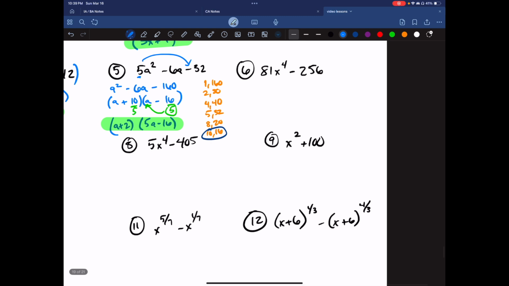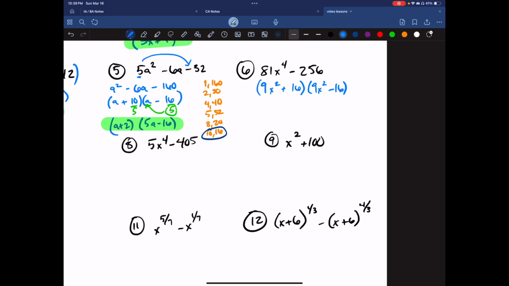On number 6, just because it has x to the fourth doesn't mean we're not dealing with a difference of two squares. For a difference of two squares, you just have to think in terms of exponents: is it an even number, something that I can break in half? So this is going to be 9x squared minus 16. Let's do plus first, and then 9x squared minus 16.